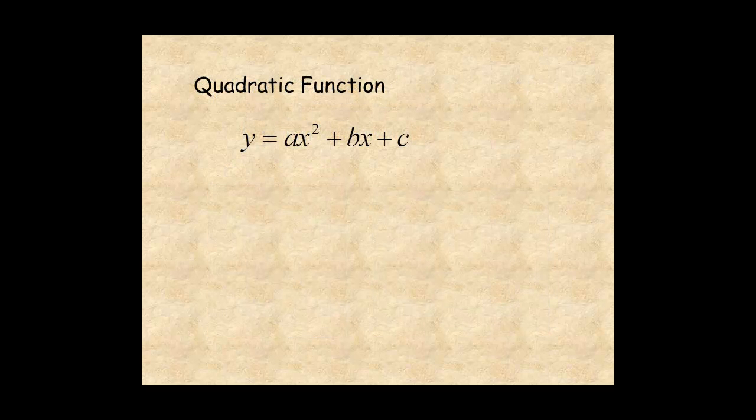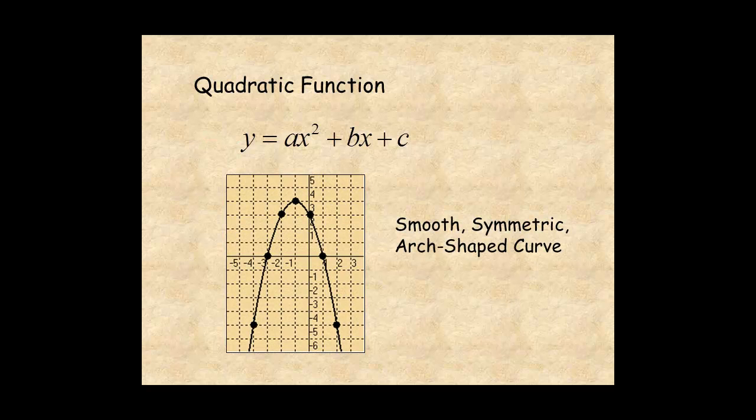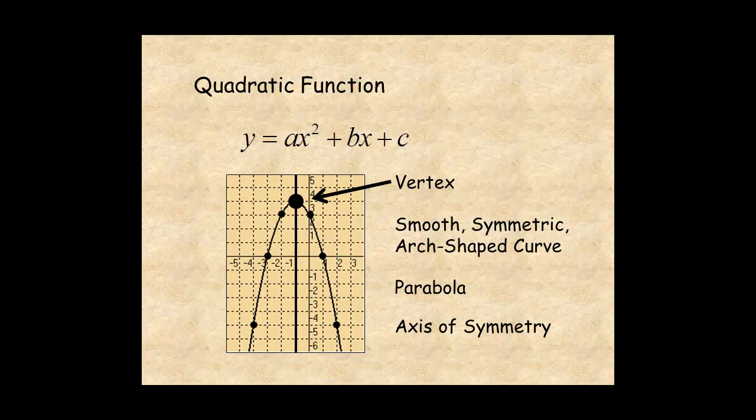In a previous lesson, you learned a quadratic function is defined by a second-degree polynomial equation, y equals ax squared plus bx plus c. The graph of a quadratic function is a smooth, symmetric, arc-shaped curve called a parabola. The line that divides the parabola in half is the axis of symmetry. The point where the axis of symmetry intersects the parabola is the vertex.